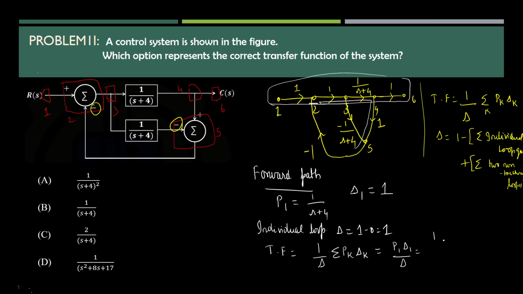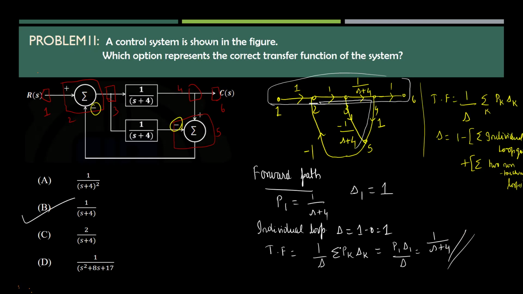So p1 is 1 by s plus 4. Okay. Delta 1 is 1, delta also 1. 1 by 1 will get cancelled. So 1 by s plus 4 is the transfer function of the given block diagram. So here, let me observe the option: 1 by s plus 4 is in option B. So option B is the correct answer.